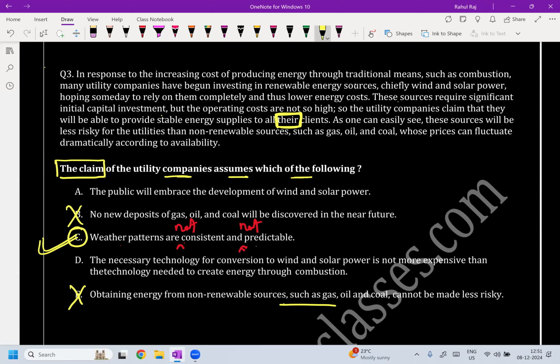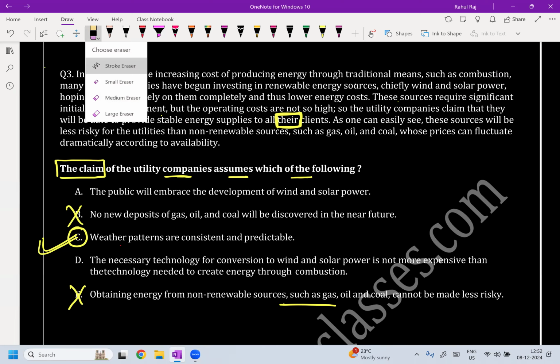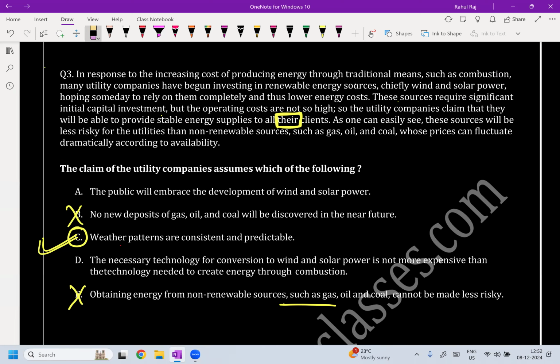I know the answer is D. If you negate it, whether weather patterns are consistent and predictable, 100% they'll be able to provide a stable source of energy to all their clients, because they are talking about wind and solar power. Now come down to A. A says: the public will embrace the development of wind and solar power. Let's negate this: the public will not embrace the development of wind and solar power. How do you say that it's the wrong thing?